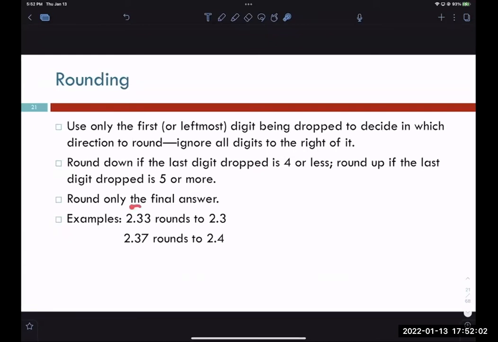So for example, if we had a number that was 2.33 and we were keeping 2 sig figs, we would round that down and just have 2.3. If we had 2.37 and we were again keeping 2 sig figs, then we round it up to 2.4.